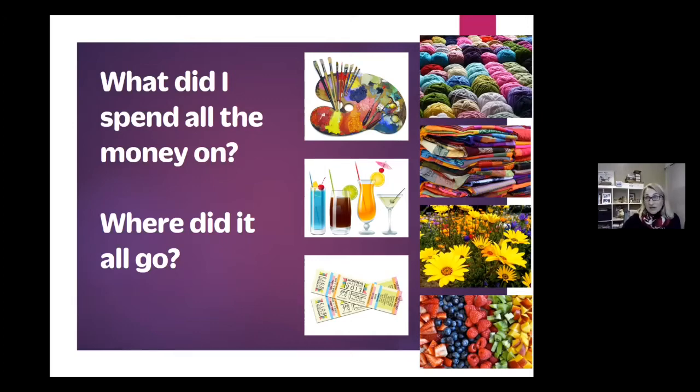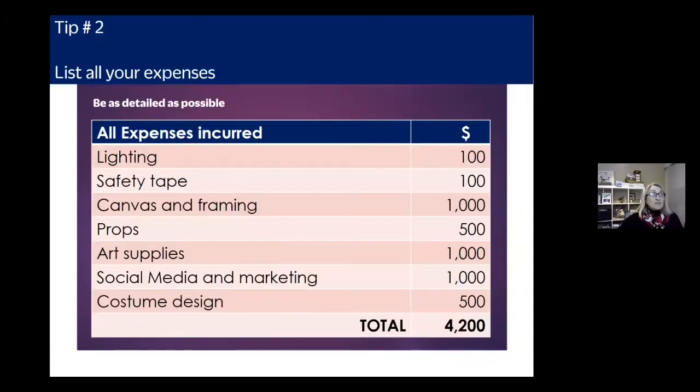Please remember to keep each and every receipt, because at the end it's really hard to track it backwards and you will wonder where you spent it. And if it's a large organisation, they can audit your project, which is just like a tax agent. They will want to see everything. So expenses might be the lighting, if you're doing a theatre production, as simple as the safety tape on the wall art. Canvas and framing if you're doing some exhibitions, props for plays, art supplies, social media and marketing, costume design, all those that you need to keep a tally of, plus all your in-kind hours.